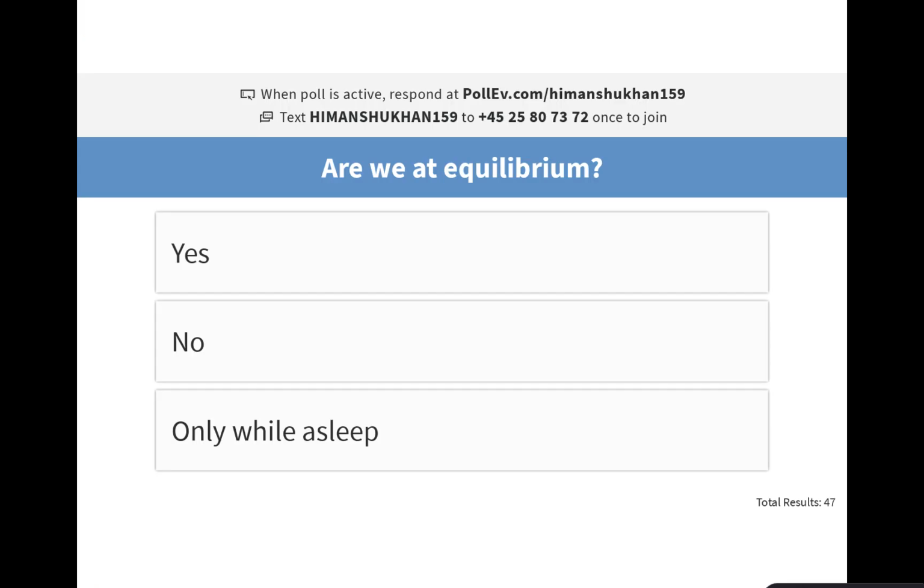So are we at equilibrium? If we were at equilibrium, we would essentially die because delta G would be 0. But we are far away from equilibrium. We are not at equilibrium. Even our cellular membranes are not at equilibrium.